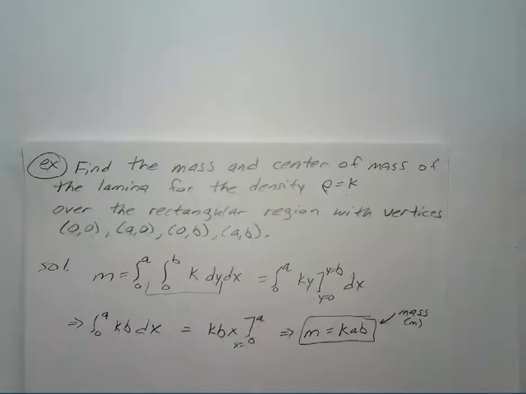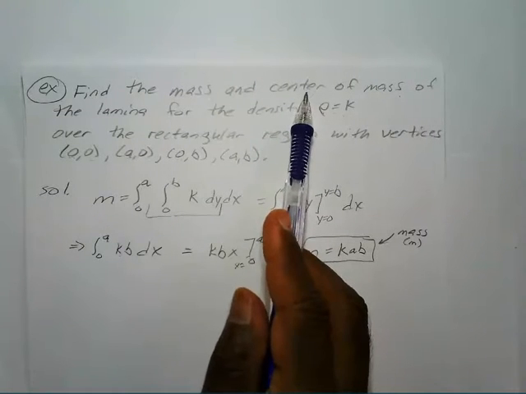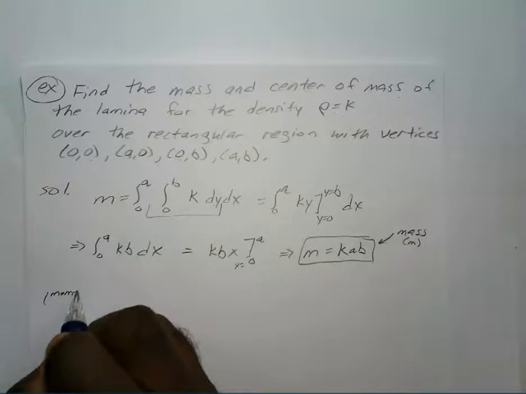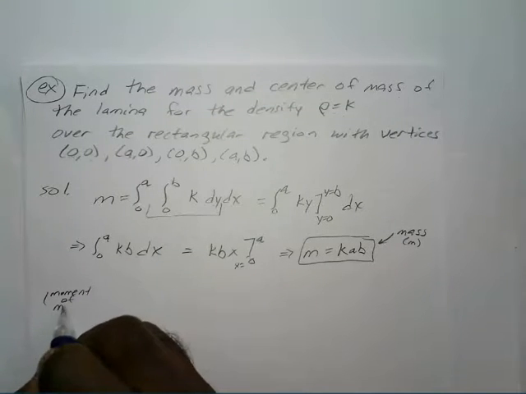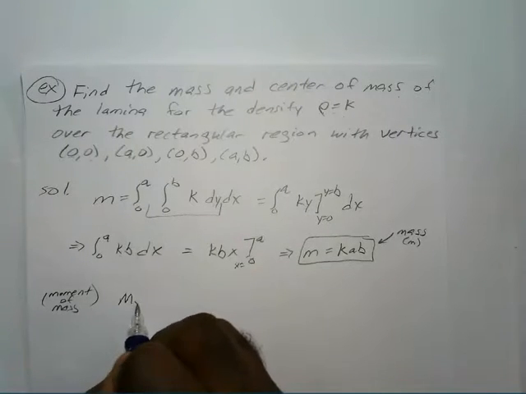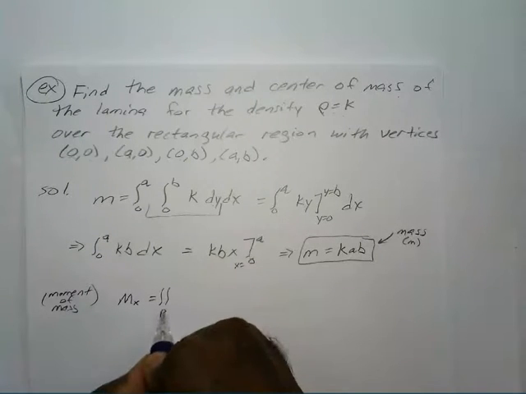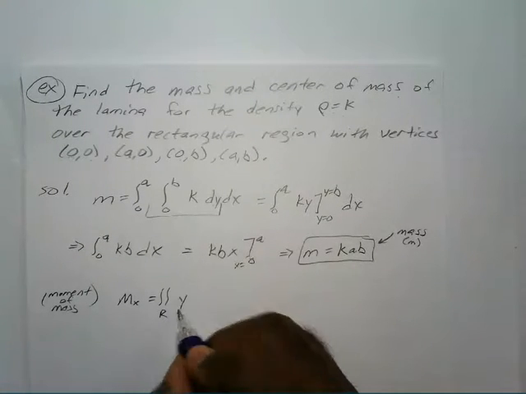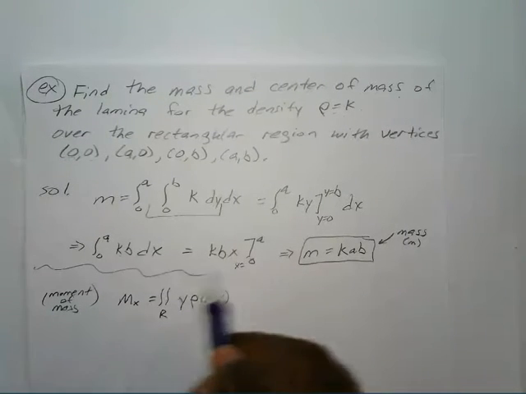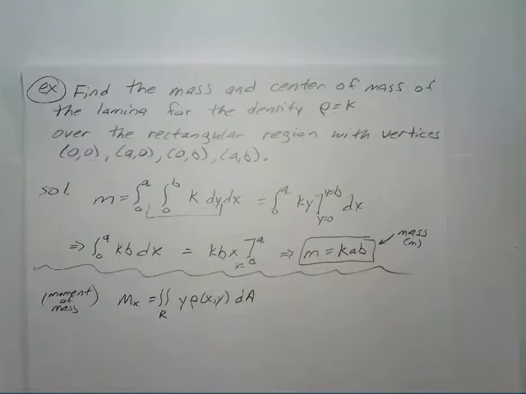Okay, so now we will look at our moment of mass, because we have to find the center. So we can only do that if we have our moments of mass. Okay, so if we find our moment of mass with respect to the x-axis, we know that's equal to the double integral over the region. Remember, that's y times our rho of x, y. Let me separate this a little bit with respect to the area.